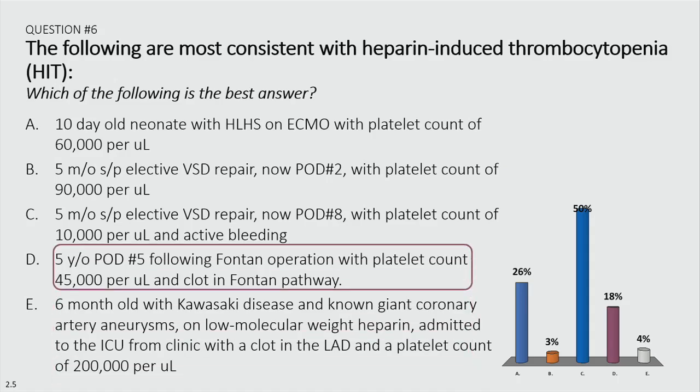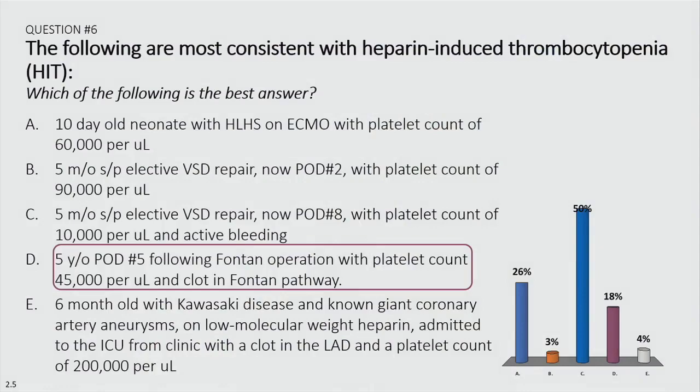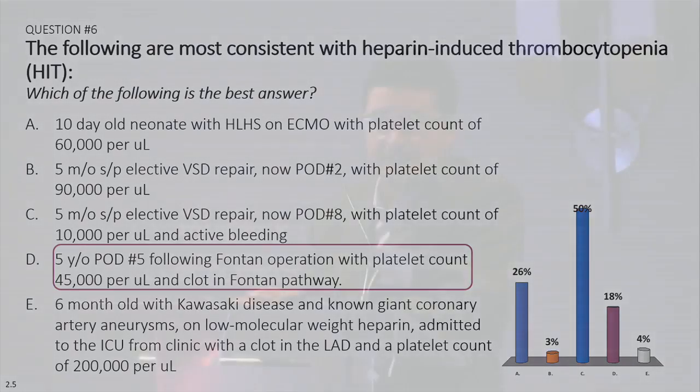Well, one of the issues with HIT is that it's a time-sensitive diagnosis. So it's unlikely that you're going to get HIT immediately after an operation. It's going to take a few days. Also, you require some previous exposure to heparin. So if it's the first time you ever had heparin, you're unlikely to get it. So the patient of all these who is more likely to get HIT is the 5-year-old who is a few days after a Fontan operation, who's been previously exposed to heparin and now has a platelet count that's less than 50,000 and a clot in the Fontan pathway. Usually HIT presents as a phenomenon of thrombosis and bleeding at the same time.